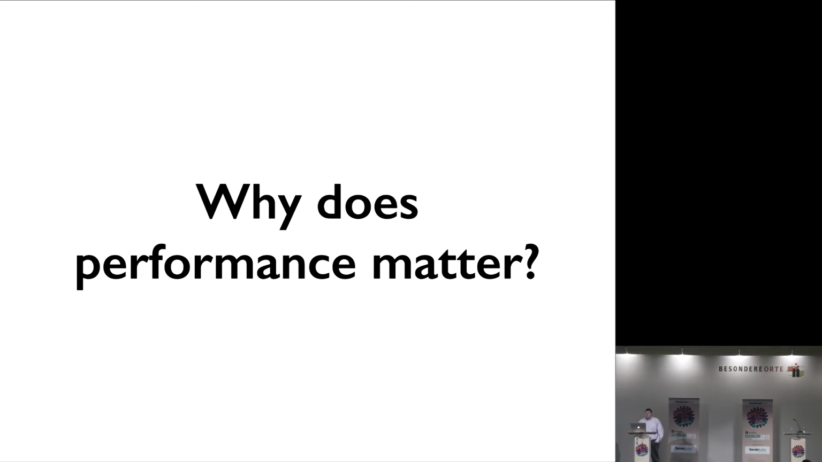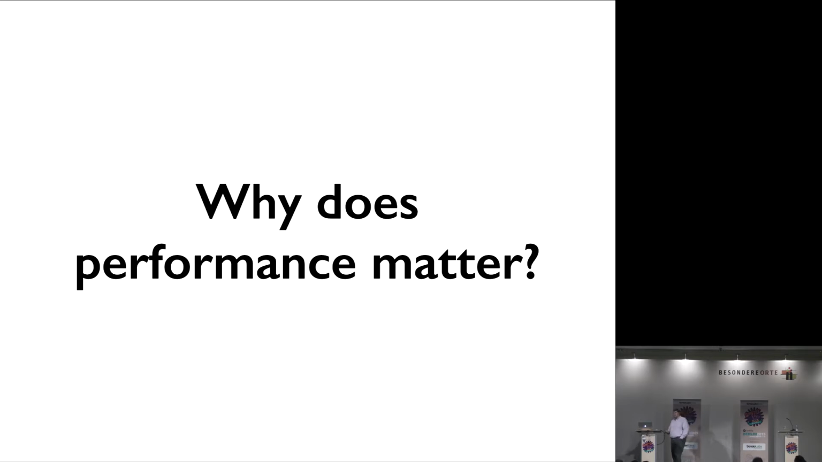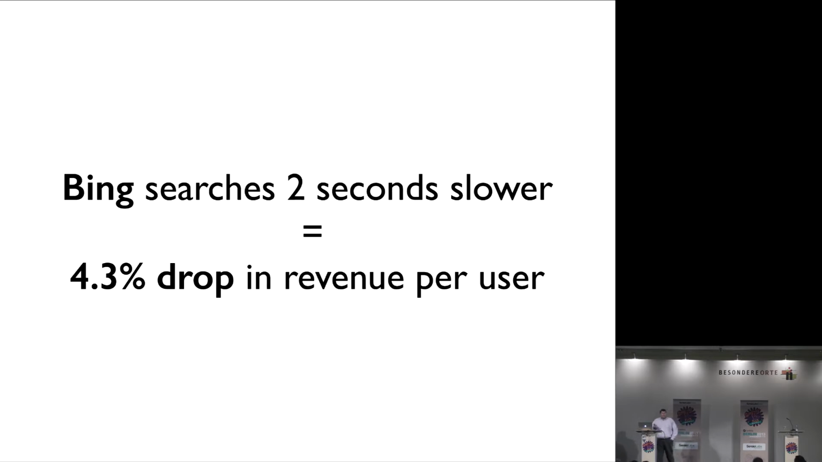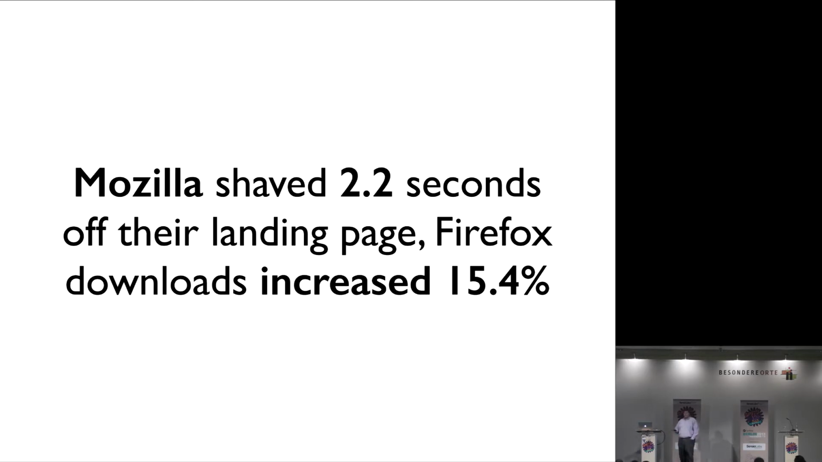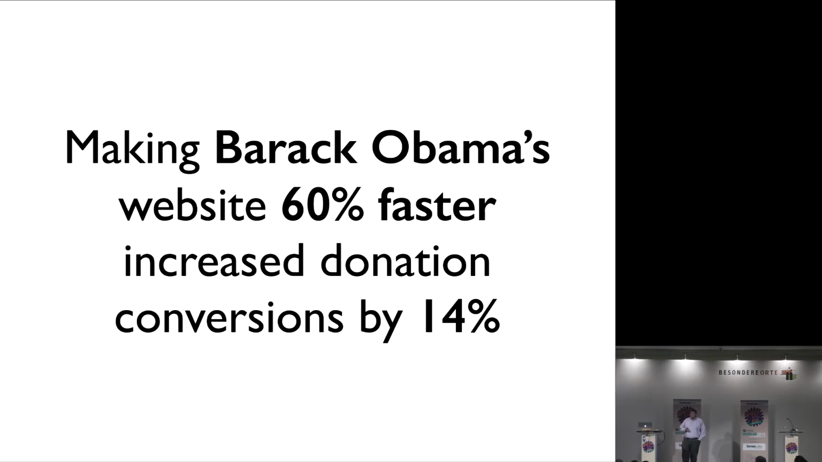So the goal of this talk is really to give some insights into how you can do performance testing for your applications. But why does performance matter? When Microsoft found Bing searches that were 2 seconds slower, it resulted in a 4.3% drop in revenue per user. When Mozilla shaved 2.2 seconds off their landing page, Firefox downloads increased 15.4%, or 60 million more downloads, because the page was slightly faster. And making Barack Obama's website 60% faster increased donation conversions by 14%. So he raised $30 million more because his website was slightly faster.